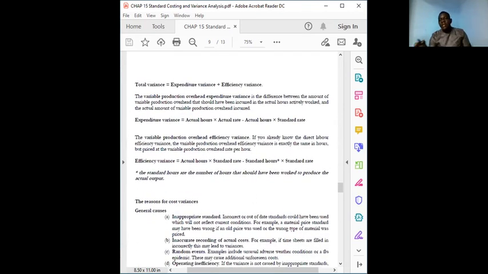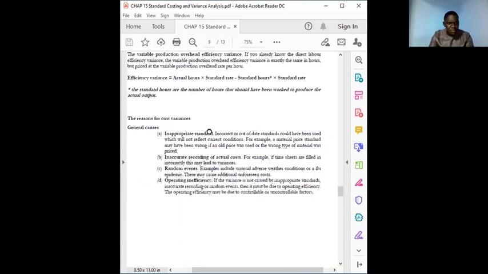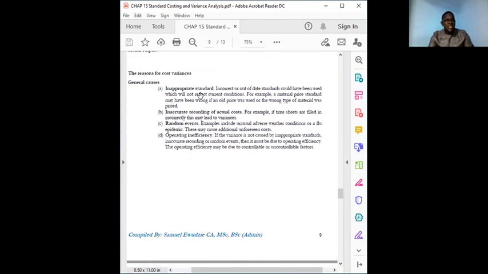So these are the basic variances that we'll be looking at: the total material cost variance, total labor cost variance, and total variable production overhead variance, and their various components. Okay, so those are the variances that we'll be looking at this level. Now let's look at some of the reasons for cost variances.